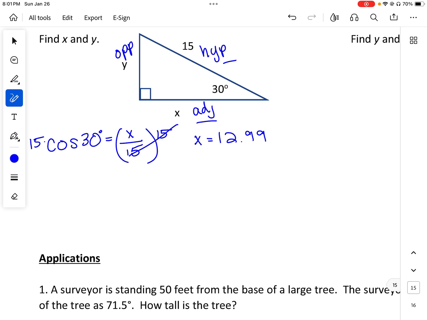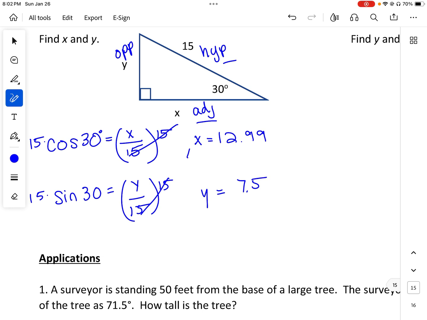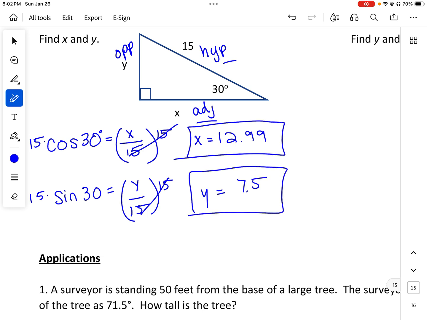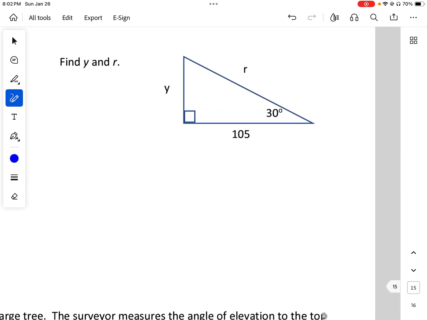Then we need to find our y, which is our opposite, so we can use sine. Sine of 30 equals y over 15. Same thing to solve, multiply by 15 on both sides, so y is 15 times sine of 30. When you put it in your calculator, you get 7.5. So we were able to find both of them using our trig functions. All right, let's go to the next one.